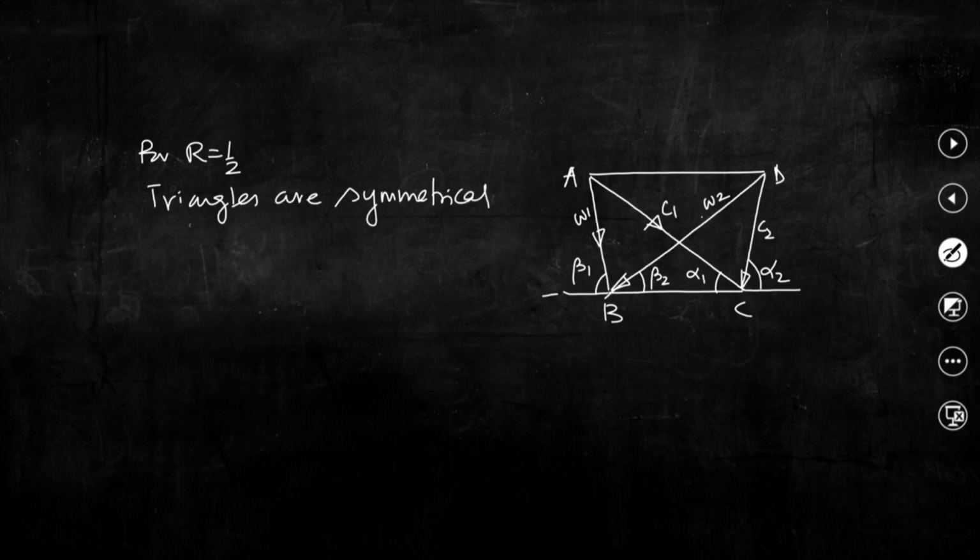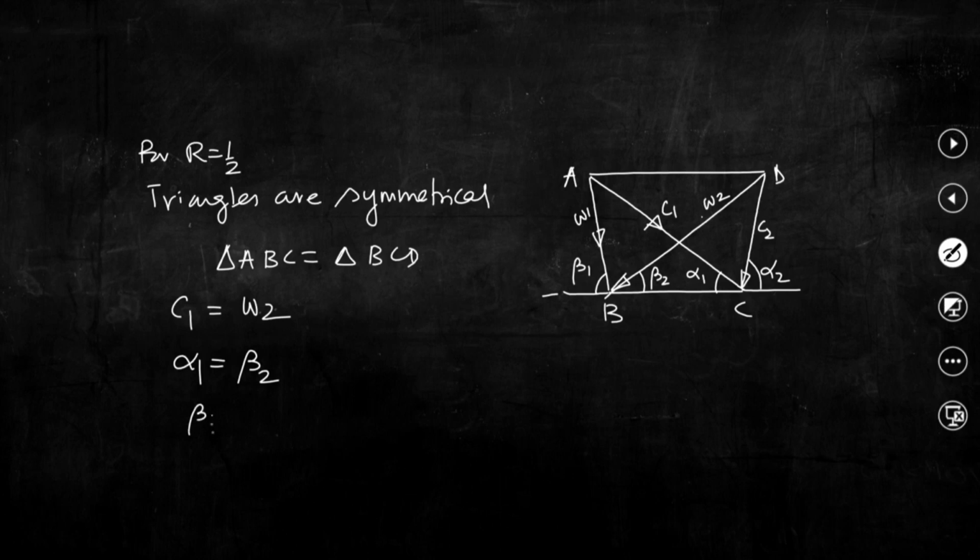Okay. So, that means triangle ABC equal to triangle BCD. Now, what can we write? We can write, for R equal to half, that is C1 equal to W2, alpha 1 equal to beta 2, beta 1 equal to alpha 2, and C2 equal to W1.